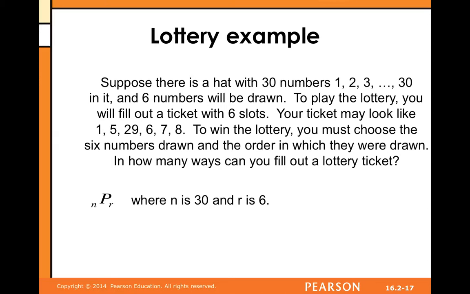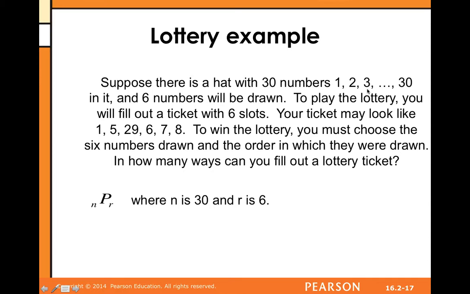So imagine that the lotto runner, the guy who actually draws the numbers out of a hat, draws 6, 7, 8, 1, 5, 9. Those are your 6 numbers, but they don't match the order in which you wrote them down, so you wouldn't win that lottery. So the question is, how many ways can you fill out a lottery ticket for this lottery?